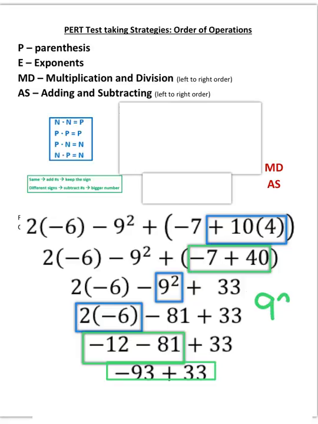93 minus 33 equals 60. I just need to determine whether it's a positive 60 or a negative 60. And I go back to my rule and it says different signs, subtract, which I did, but my answer is going to be whichever is the bigger number. So look at your numbers. I have a 93 and a 33. 93 is larger than 33, so therefore it's going to be a negative 60 as my answer.